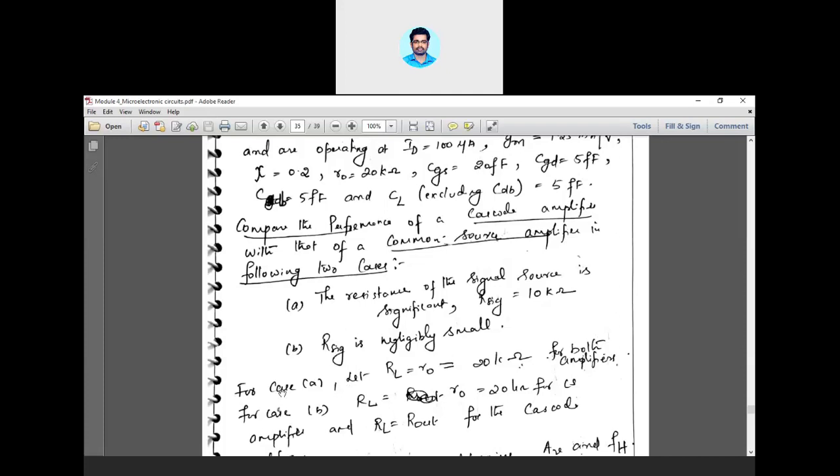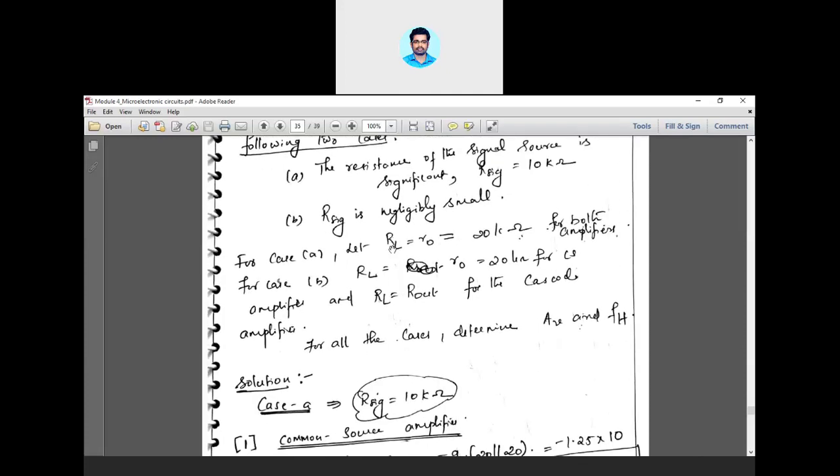What is case A? Whenever you are taking RSIG equal to 10 kilo ohm. But when you are neglecting RSIG, or if there is no RSIG in your circuit, then for a CS amplifier you have to take RL equal to R0. But for a cascode amplifier you have to take RL equal to R out. What is R out? R out is the output resistance of CG, that is the second stage. Understood?